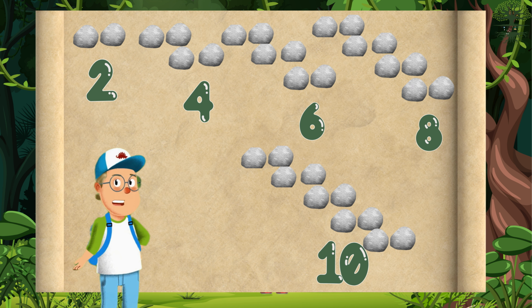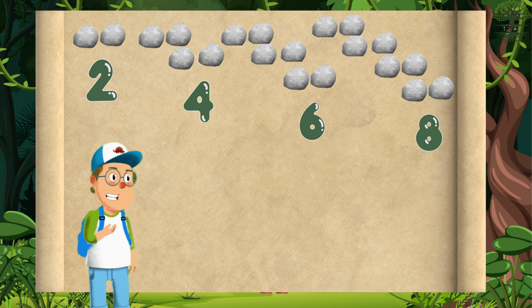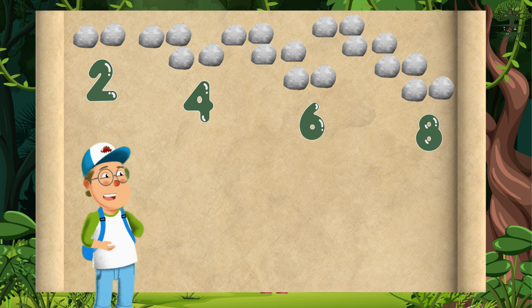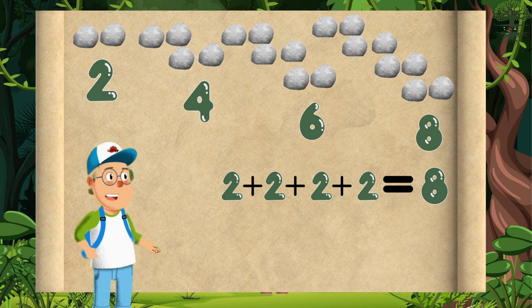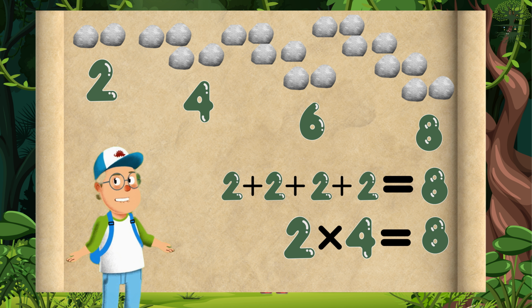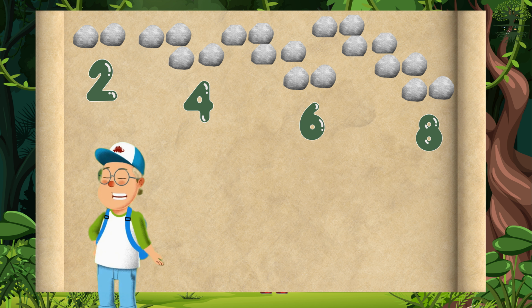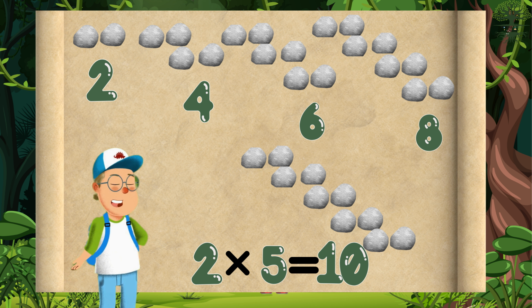That's right, the fifth row has 10 stones. The sequence is 2, 4, 6, 8, 10. Every row grows by adding 2 stones to the previous one. That means at each step, 2 rocks are added. On the fourth step, there are 2 plus 2 plus 2 plus 2 equals 8 rocks. This is also 2 multiplied by 4. So how many stones will the fifth step have? The fifth step has 2 multiplied by 5, which means a total of 10 rocks. Great job.